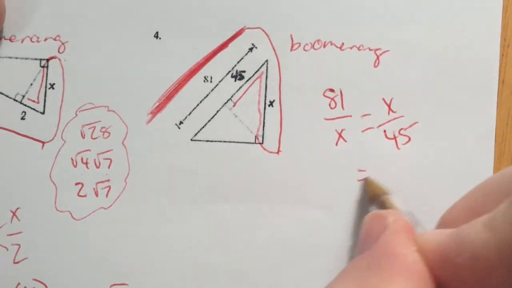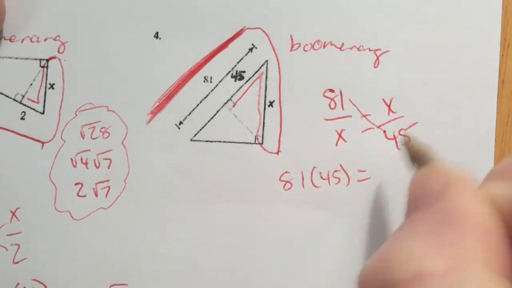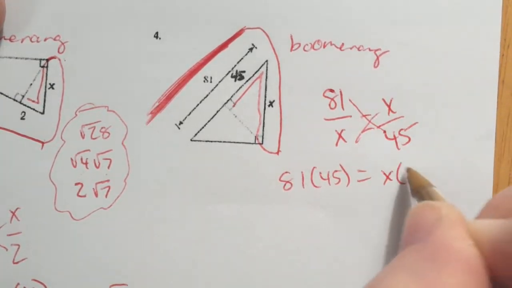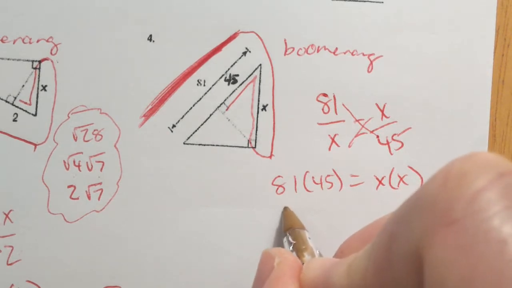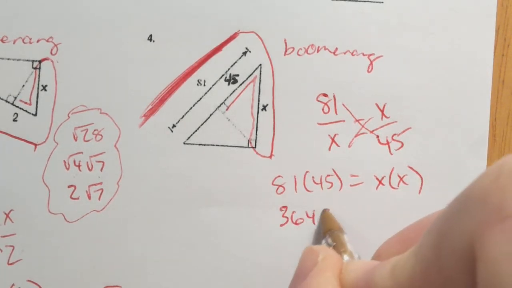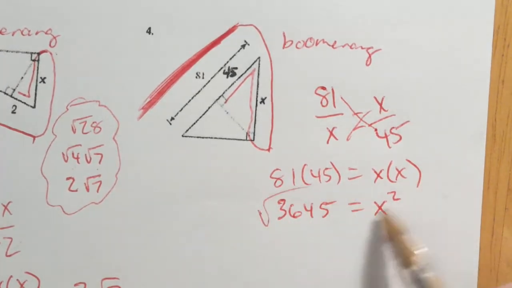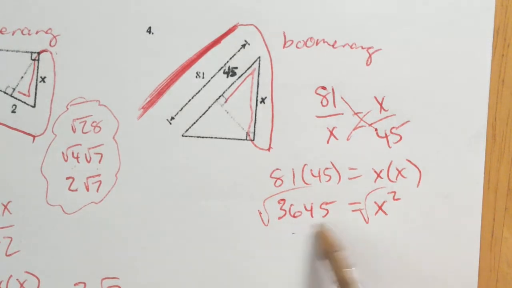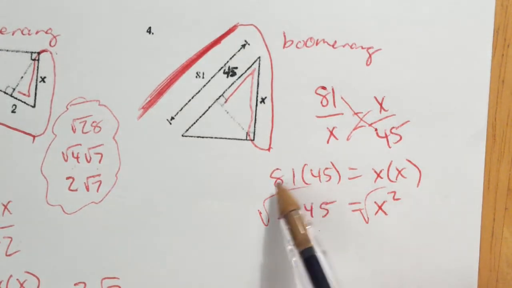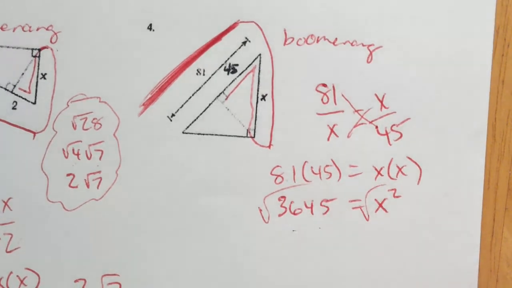All right, so cross product. So these two go together, 81 times 45 equals these two go together, x times x. 81 times 45, we get 3645 equals x squared. And we're going to square both sides. Okay, so you see how this is kind of a big number? If you're not sure how to do this, look at the previous numbers and think about what you could have taken out of that, and that might help you out a little bit.